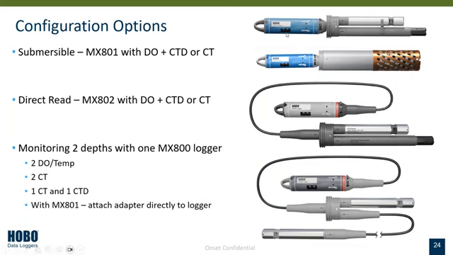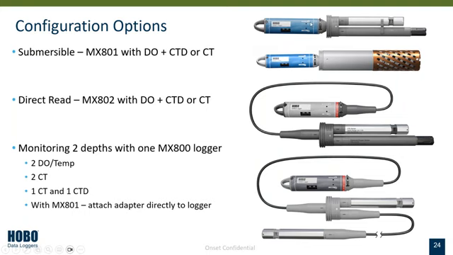It really is this data logger that you see, this blue unit up at the top of the screen. That is the MX800. Everything else is modular. You can build from it, you can scale back, you can utilize it on other sites. You're never stuck with what you purchase in the very beginning. So we have both the submersible version, which is the MX801, and then the direct read MX802.